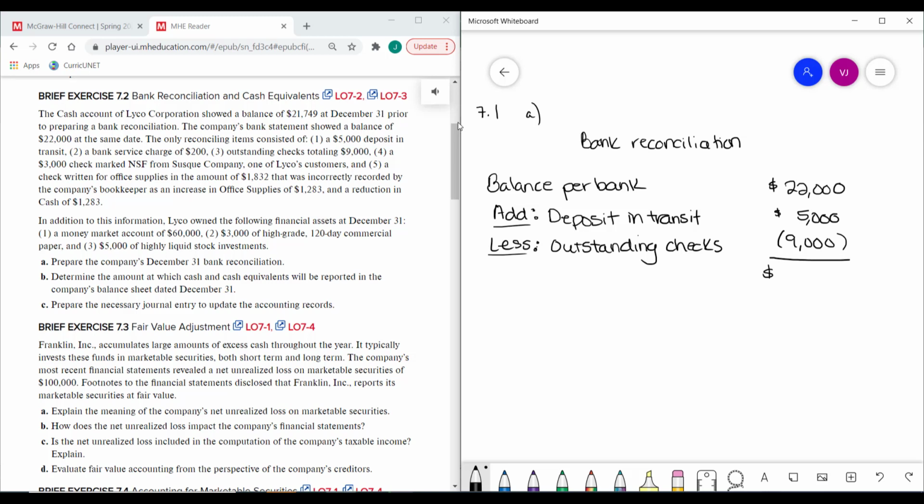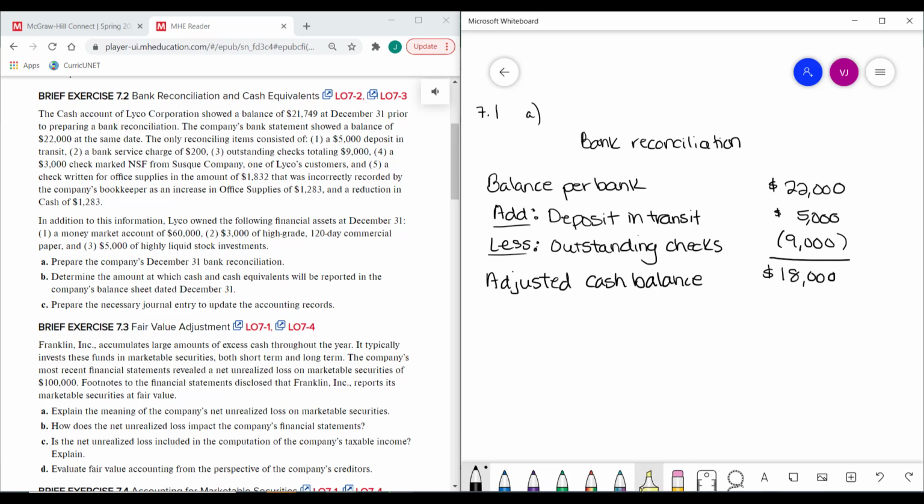So let's do 22,000 plus 5,000 minus 9,000. When we do that math, we get $18,000. And this $18,000 that we just found, that would be our adjusted cash balance.